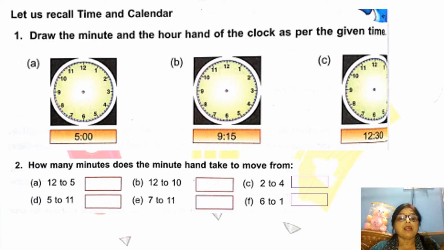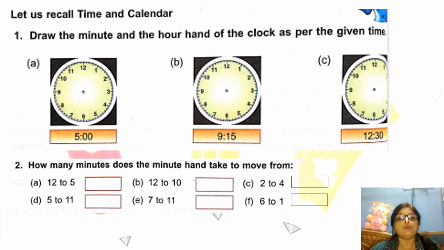It means the minute hand is passing from 12 to 5. So you know that from 12 to 1 is 5 minutes, 1 to 2 is 10 minutes, 2 to 3 is 15 minutes, 3 to 4 is 20 minutes, and 4 to 5 is 25 minutes. So you can say that the minute hand will take 25 minutes to cover the distance.